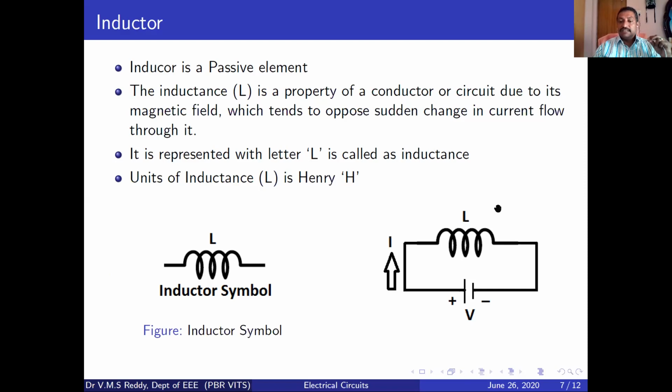Again, I will clarify. It does not allow the sudden change in current flow because of the magnetic field developed in the number of turns of the inductive coil. So that is the point. This inductor is represented with the letter L, is also called the inductance, and the unit of inductance is Henry. So this is the basic property of the inductor. And also this inductor will store energy in the form of a magnetic field.